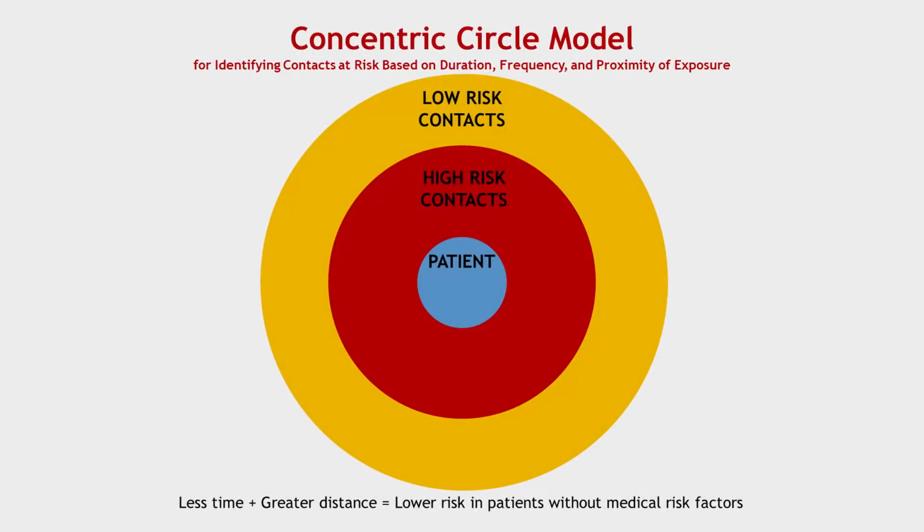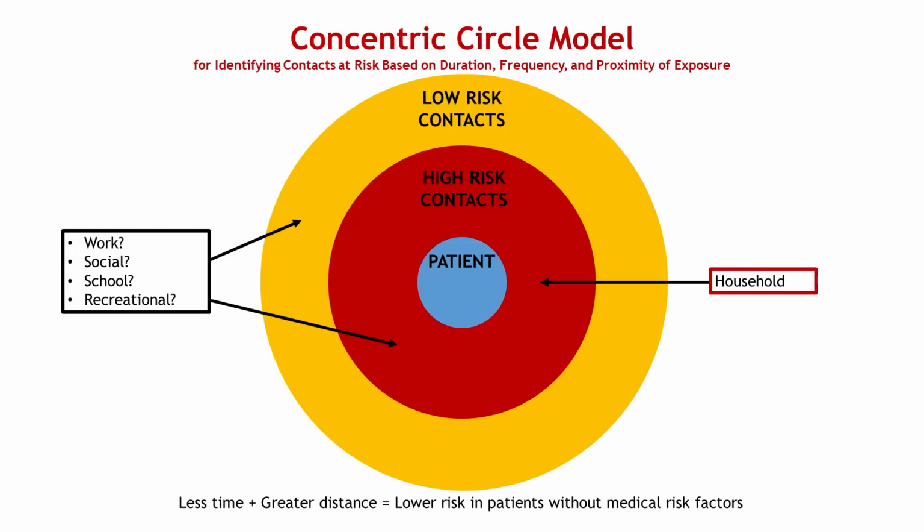The primary tool is the interviewer or the investigator. It's their responsibility to determine who's high risk, who's low risk, and who's worried well. We also look at the contacts. Who are the contacts? Are they infants, children, elderly? Are they immunocompetent, immunocompromised? What's their lifestyle?